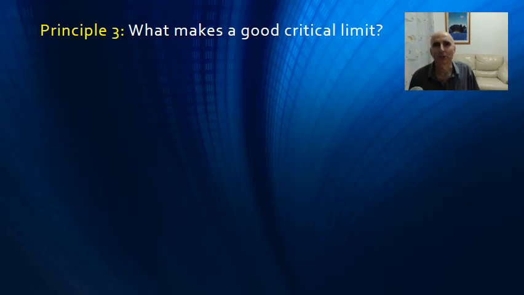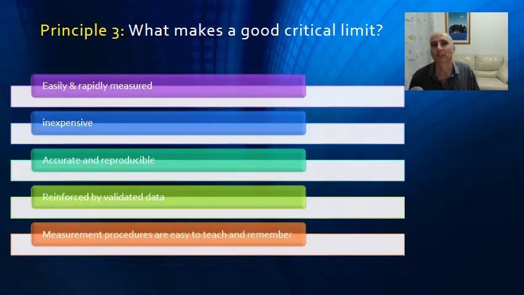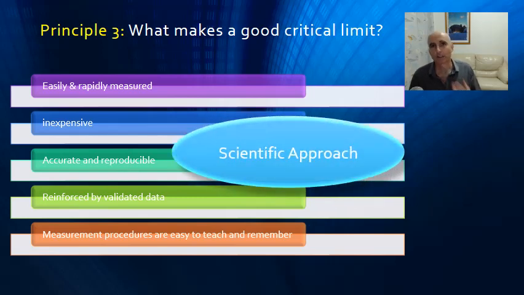So there are many critical limits. What makes a good one? Let's have a look. It needs to be easily and rapidly measured, inexpensive, accurate and reproducible. It needs to be reinforced by validated data that's actually been put down. The measurement procedures need to be easy to teach and to remember. Remember, it's busy in a restaurant. We don't have the time for slow processes or scientific experiments. It's not going to happen in a restaurant. And remember that this is a clinical scientific approach to food safety, step by step, and is very effective.